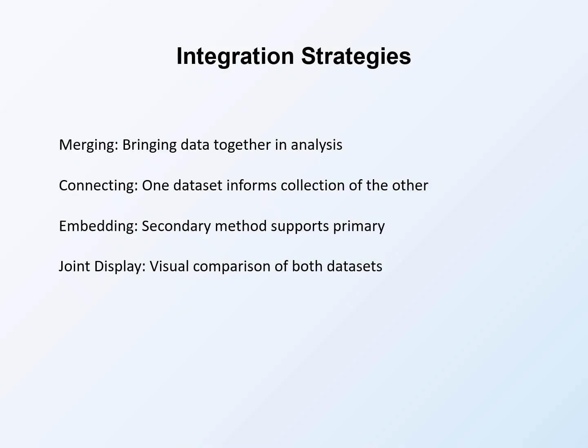Embedding places a secondary method in support of the primary. A primarily quantitative evaluation might embed focus groups. A primarily qualitative study might embed surveys. Joint display presents visual comparison of both data sets. Tables or figures showing quantitative and qualitative findings together aid integration. Implementation logs capture what actually happens during program delivery.